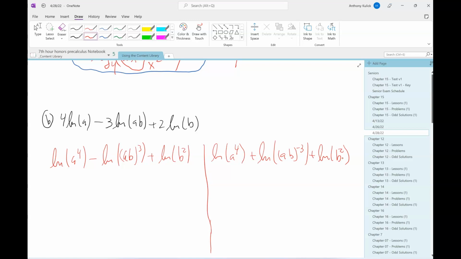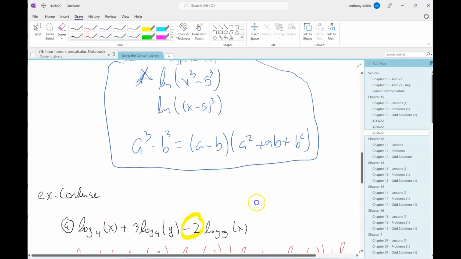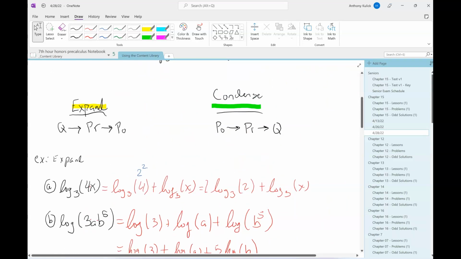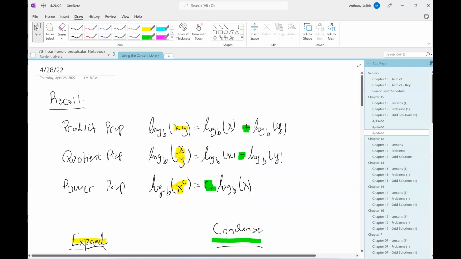The last 2 is incorrect, actually. The product property is occurring between the first log and the third log. Wait, what? Why would that be the case? What's wrong with the middle log? It's got a negative sign in front of it. The product property requires both the logs to be positive.